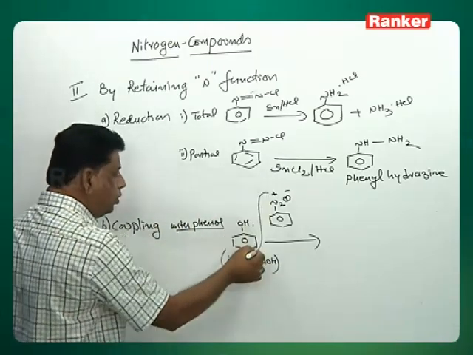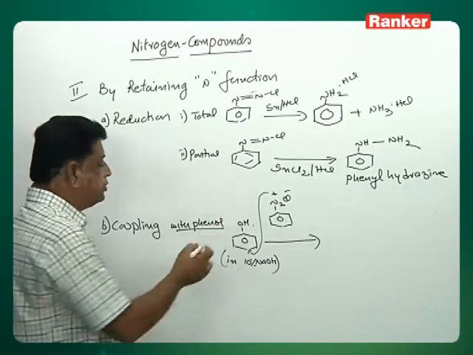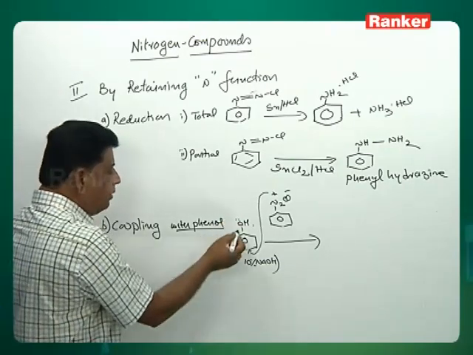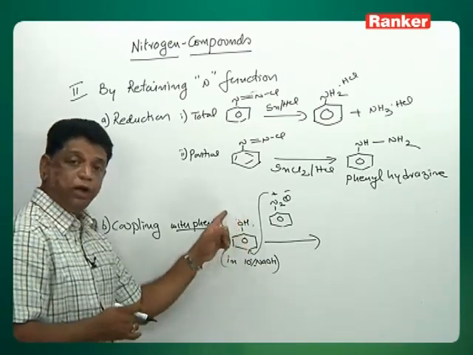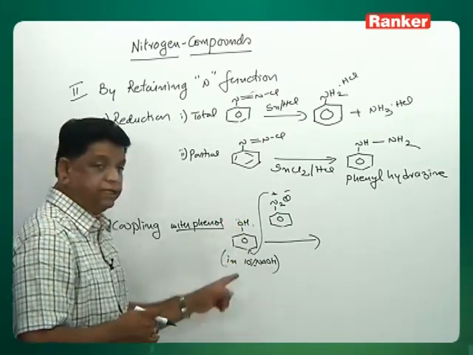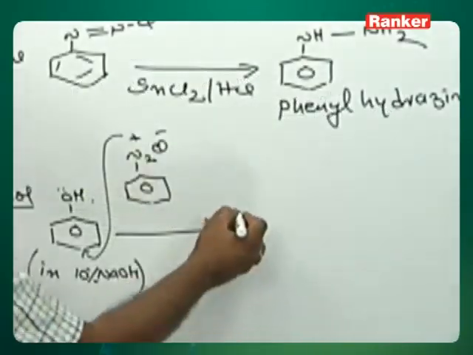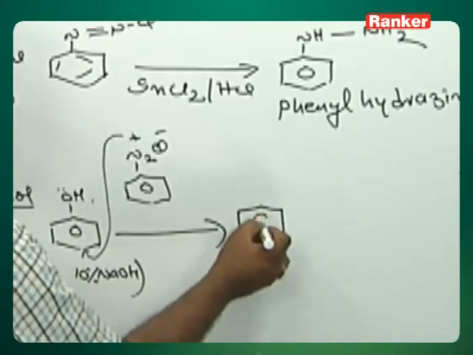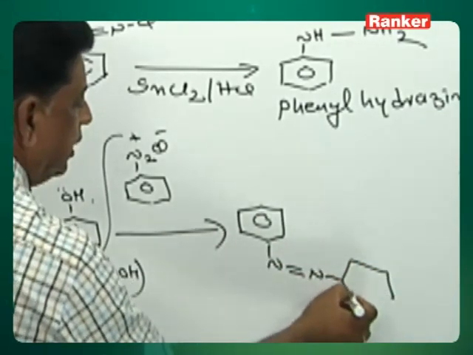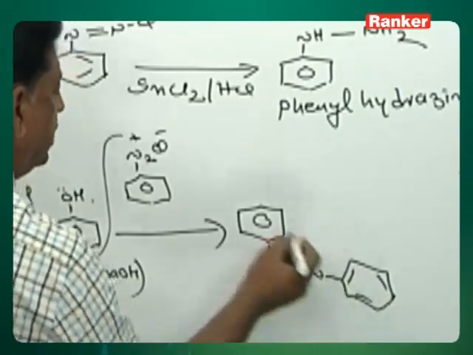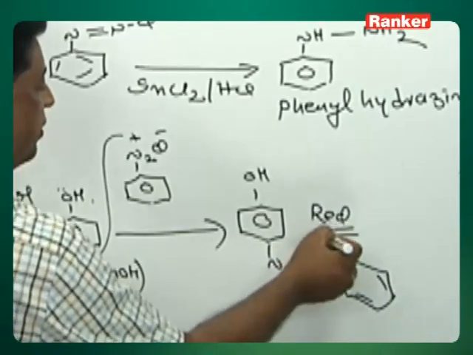The whole group goes and attacks at the para position of the phenol. Phenol is a strong activating group. In basic medium it appears as phenoxide, the sodium salt of the phenol. Sodium phenoxide is a strong activating group. Therefore the entire group goes and couples with the phenol. Both molecules are joined through the N=N, and a big compound is formed, a beautiful red colored azo dye.